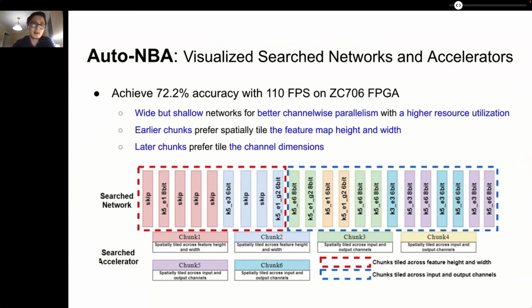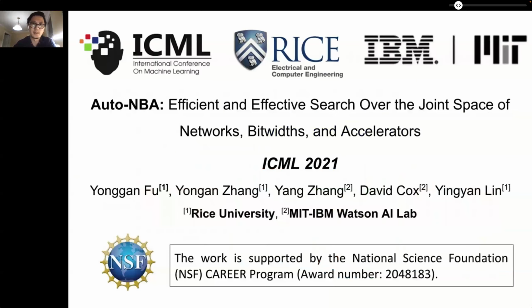Basically, the accelerator favors wide but shallow networks for better channel parallelism and higher resource utilization. Also, earlier layers prefer feature-wise parallelism as the feature map is larger. That summarizes AutoMBA as a work to jointly search for networks, bitwidths, and accelerators at the same time for higher accuracy, higher hardware efficiency, and lower storage need.